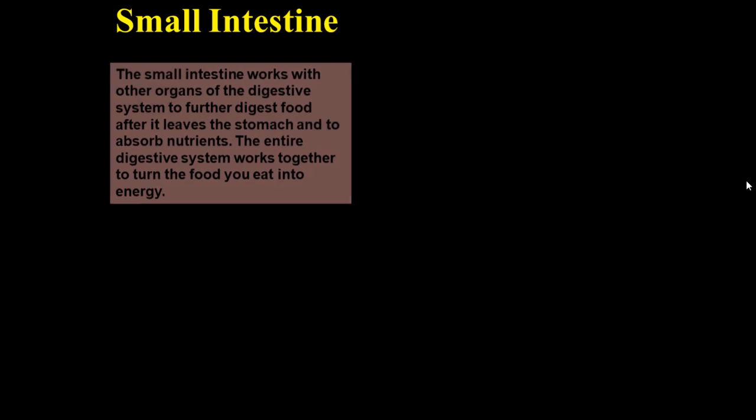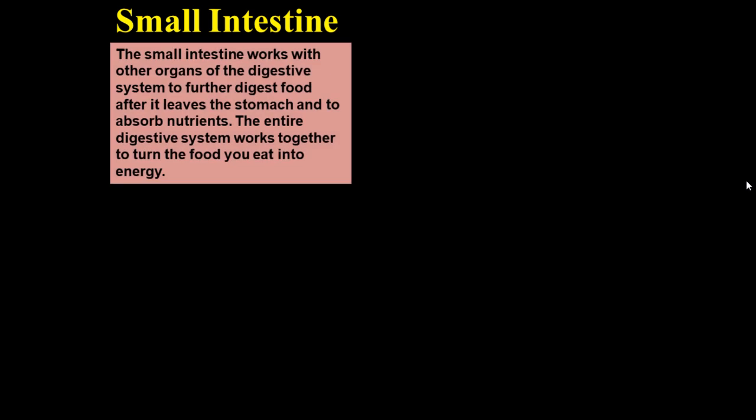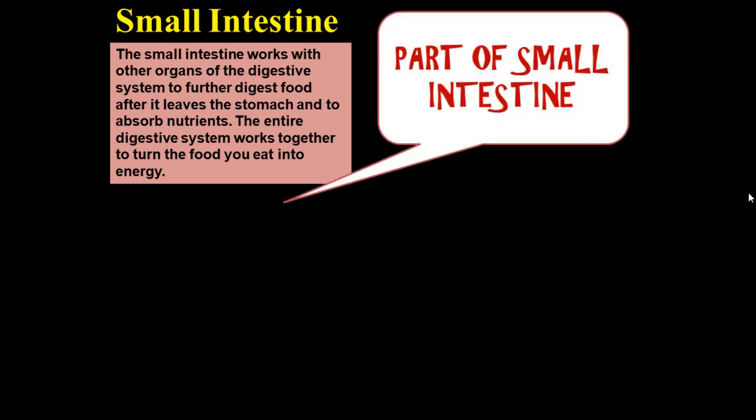Small intestine. The small intestine works with other organs of the digestive system to further digest food after it leaves the stomach and to absorb nutrients. The entire digestive system works together to turn the food you eat into energy.